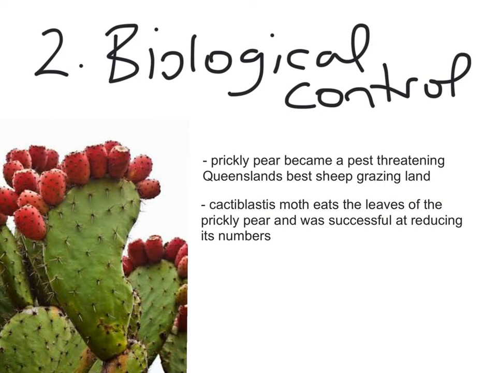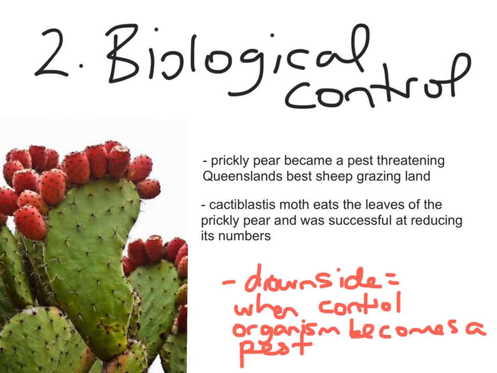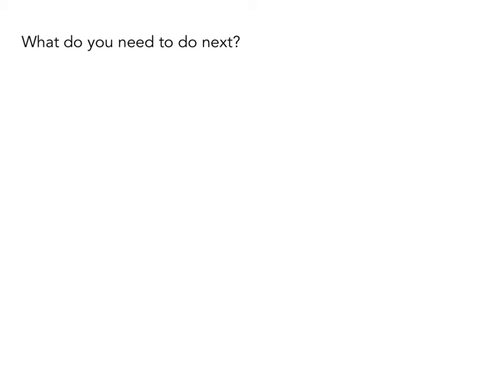Finally, the downside, obviously I don't need to mention the cane toads. When that biological control organism, if that's a predator itself, manages to get out of control, it can really screw up the ecosystem. So that's your downside, and we will be coming back to this when we do our option for introduced species in Australia.